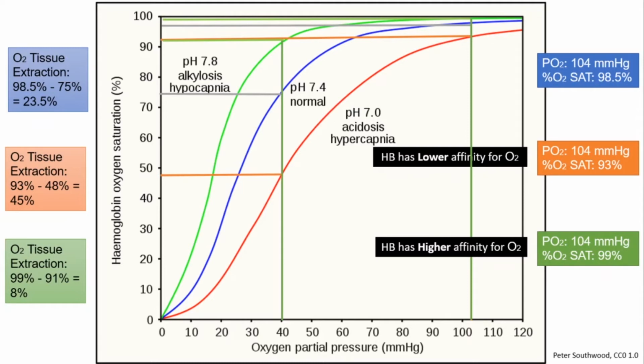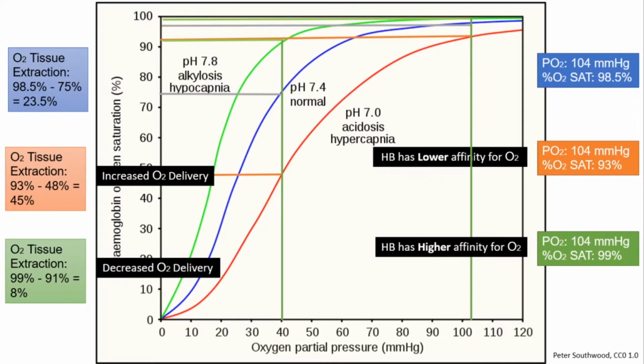Now let's take a look into the oxygen tissue extractions. The oxygen tissue extraction is 45% in the orange box, compared to the normal tissue extraction presented in the blue box with a value of 23.5%. So we can say that in the right shift, presented by the orange box, there was an increase in oxygen delivery. On the other hand, for the left shift, presented by the green box, the tissue extraction is 8%. Compared to the normal, this is a lower value, so the tissues were having a decreased oxygen delivery.